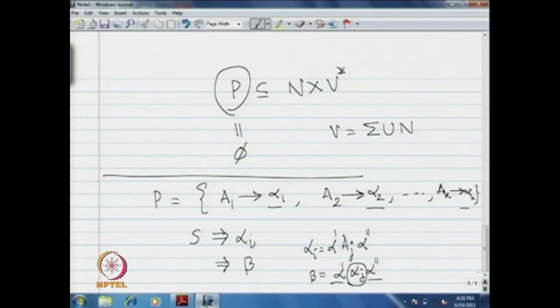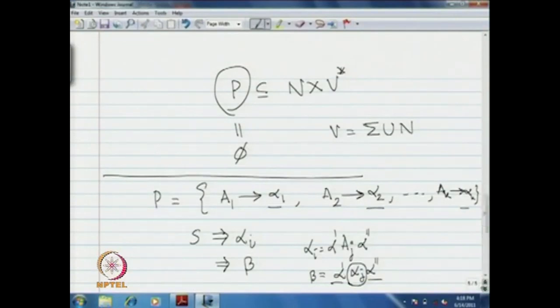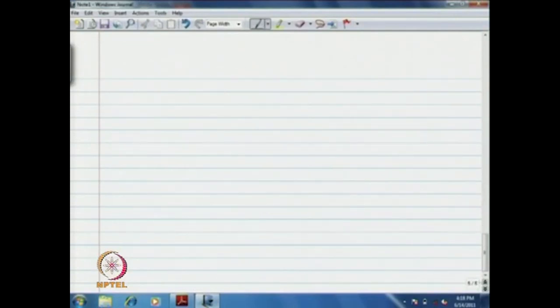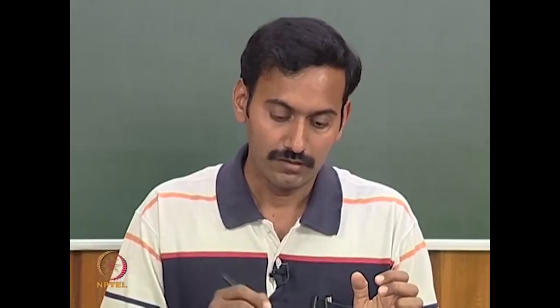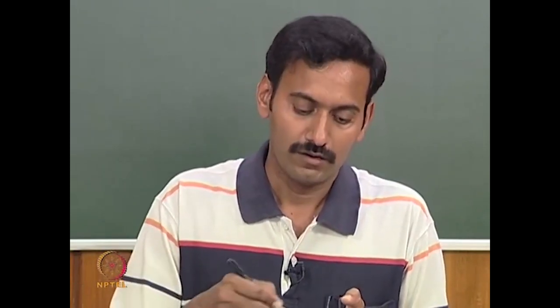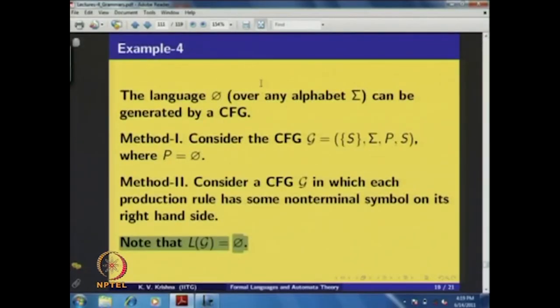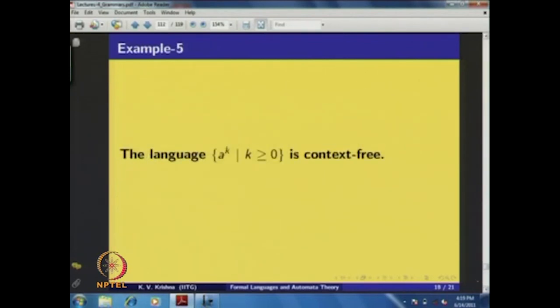Let us look at some more. For what I have considered here, I gave some grammars and understood the language generated by those grammars. And in the previous case, I considered the empty language and gave an appropriate grammar to generate empty.